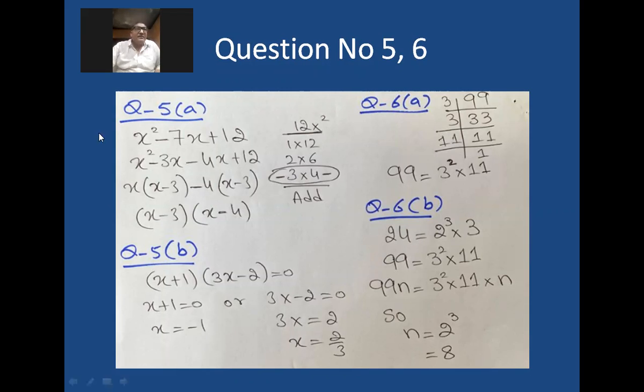So I will write here, midterm breaking: x square minus 3x minus 4x plus 12. From the first two terms, I will take x common, so you will have x minus 3. From the last two terms, minus 4 is common, so you will have x minus 3 inside the bracket. So from these two terms, the bracket x minus 3 is common. From here I will have x, from here I will have minus 4. So the answer is bracket x minus 3, bracket x minus 4. This is how you will factorize question number 5A part.